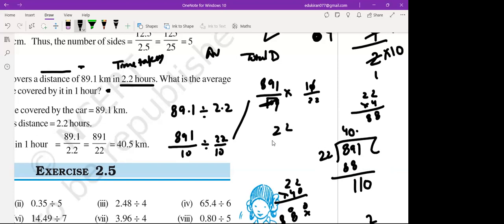5. 22 multiplied by 5. 5 2s are 10, 5 2s are 10, 11. So you wrote here this 110. Clear? How did 0 come at 110? See, this 110: 11, can you divide it with 22? No. In the 22 table, does 11 come? No, ma'am. That's why you put a 0 here. When you put a 0, you write a decimal here.